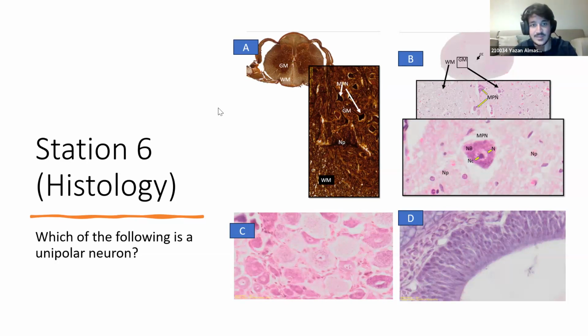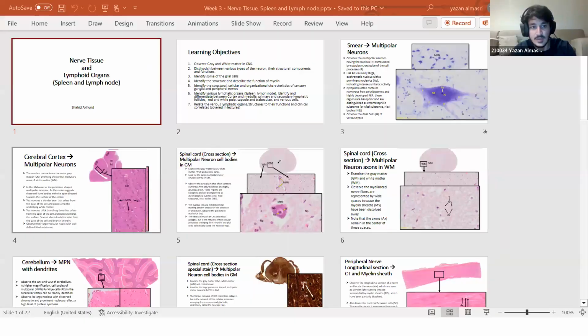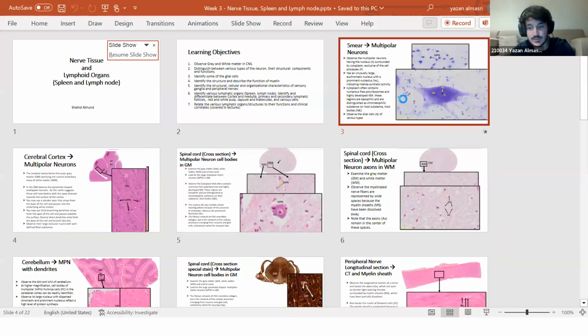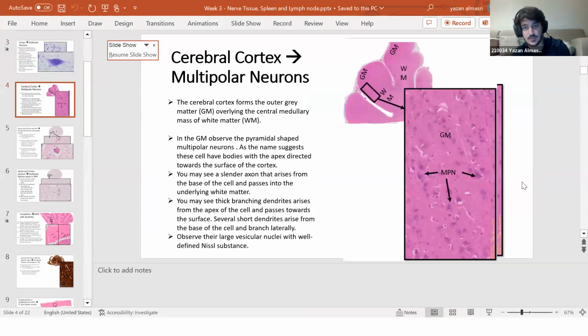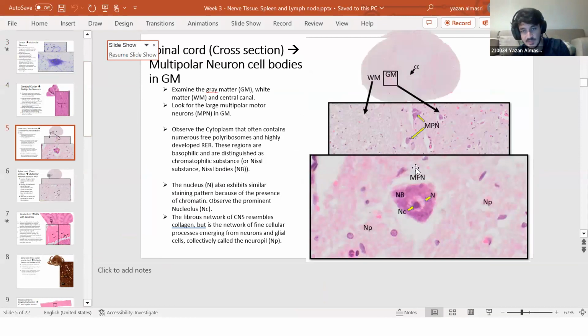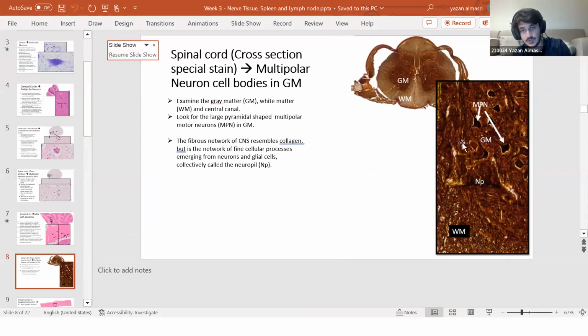Wait, let me share my screen. You go here, you go through, you go here and you do this. You look through these pictures because these are what's most likely to come, okay? So this is a multipolar neuron, for example. It might come. So once it comes in the exam, you have to know this is a multipolar neuron. Same thing here. This is a multipolar neuron. See, I'm getting the same exact pictures from the slides. This is also a multipolar neuron.